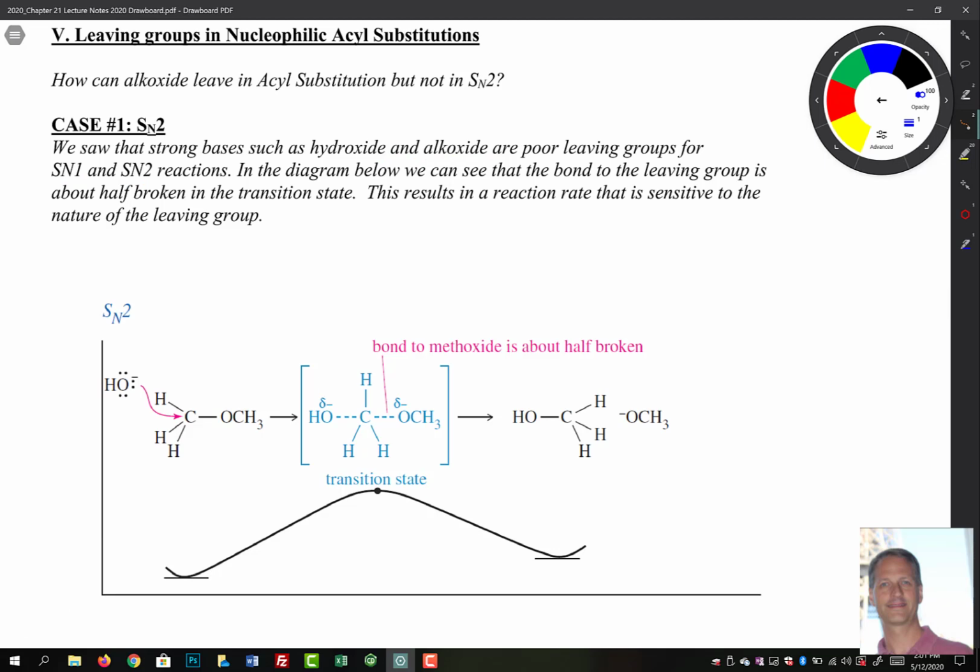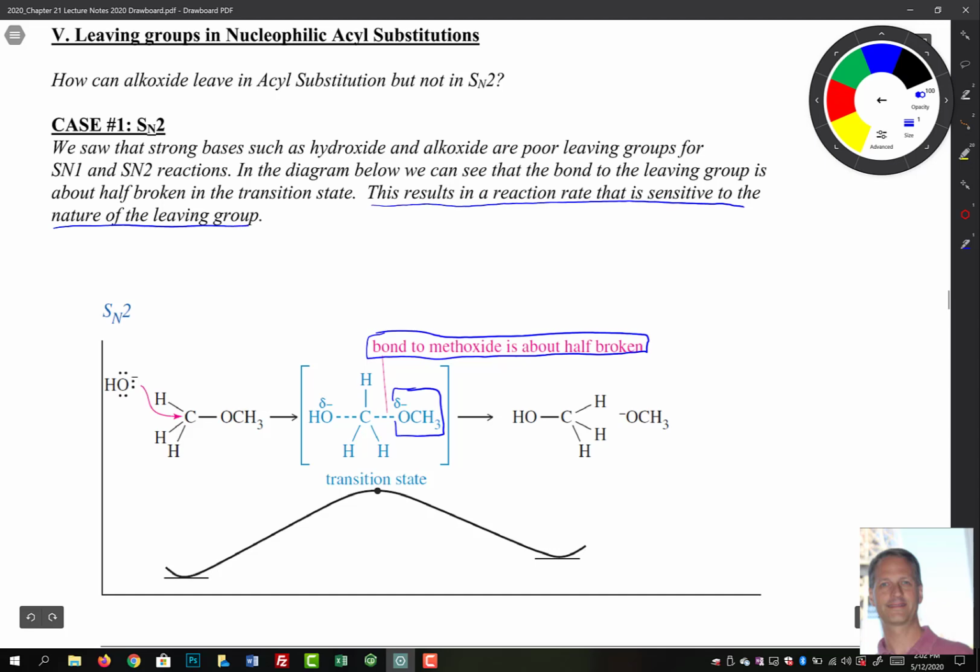So the reason why that is, in this diagram down below, as we look at our reactants coming over to form our products, we can see that our transition state lies somewhere about in the middle. Now the Hammond postulate says that the bond to the methoxide ion is about half broken. So this is going to become our ion as we have our leaving group leave. So it's about half there and about half broken. And because of that, it results in a reaction rate that's sensitive to the nature of the leaving group, since it's about half broken. So the nature of that leaving group matters because you have to travel through this transition state in order to get to your products.